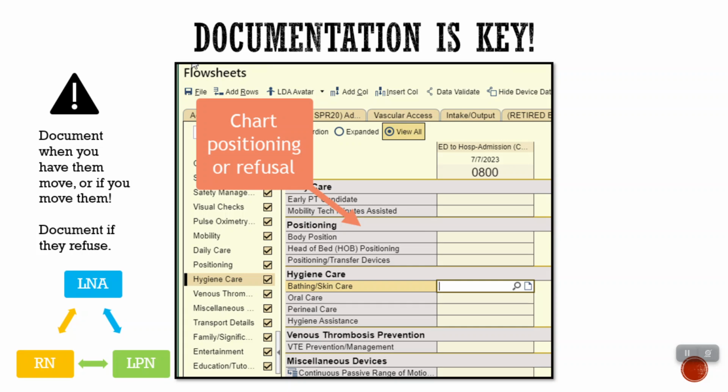It depends on your bed. So think about who this person is. What do they have for nutritional supplementation? What do they have for reserves? And is Q2 hours too long or is it just right? Now, chart positioning or refusal.